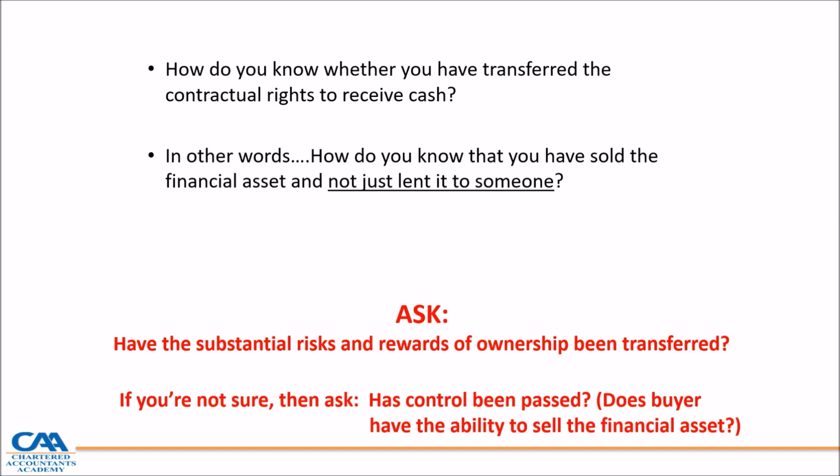So if you're then not sure, like I was saying, I was referring to control, you need to ask yourself, has control passed? Does the buyer have the ability to sell the financial asset? If they do, it therefore means that you have actually transferred the financial asset in a way that leads to derecognition.